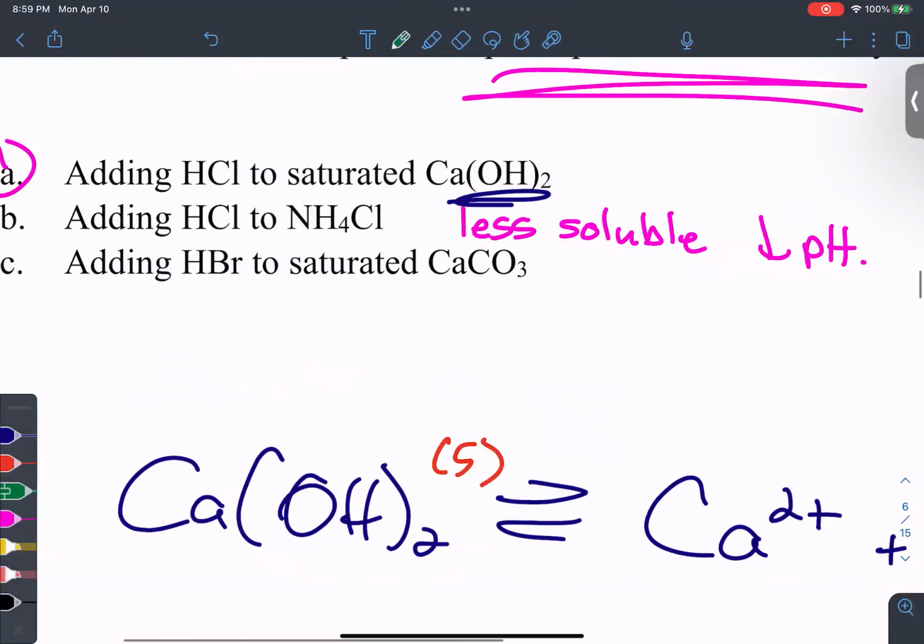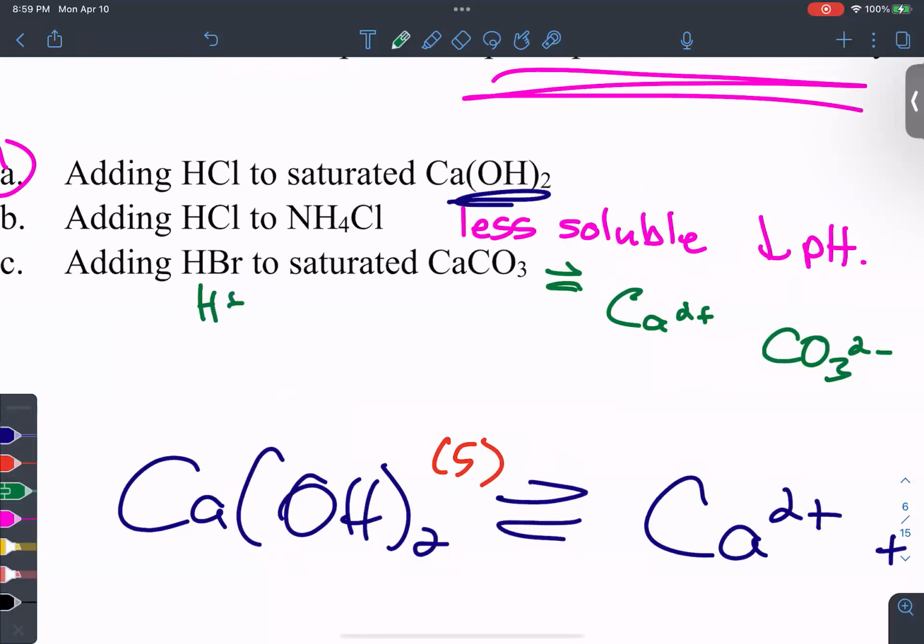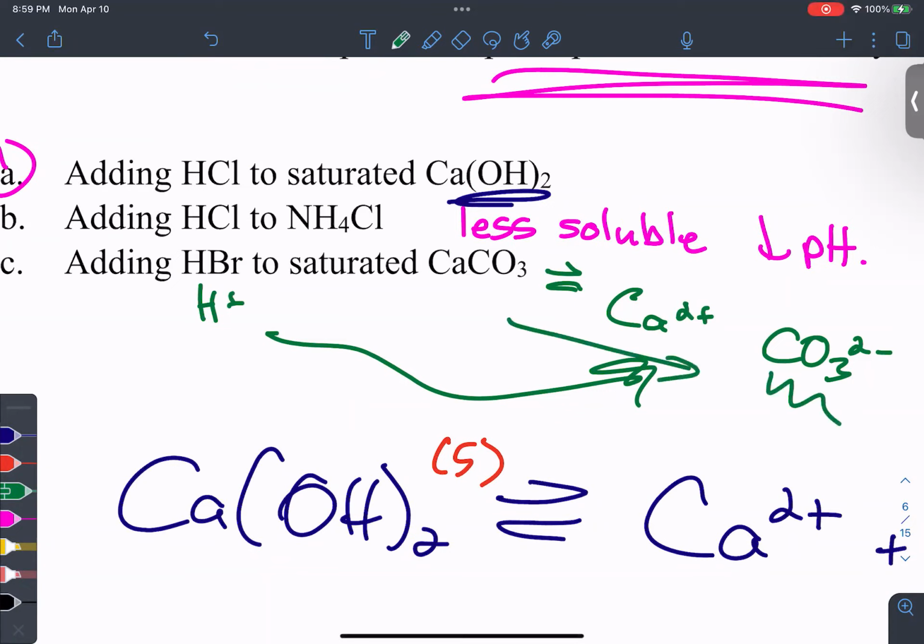So let's think about it. Calcium carbonate, when that dissolves in water, you get calcium 2+ and carbonate 2-. Can HBr, which is H+, react with any of those things? Yes, it can react with calcium? No, yeah, carbonate, because carbonate is a base. So if you add acid to a base, it eats that up, and the reaction shifts to the product side. Calcium carbonate becomes more soluble.